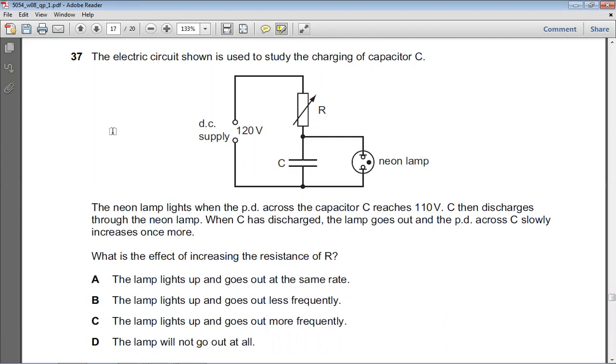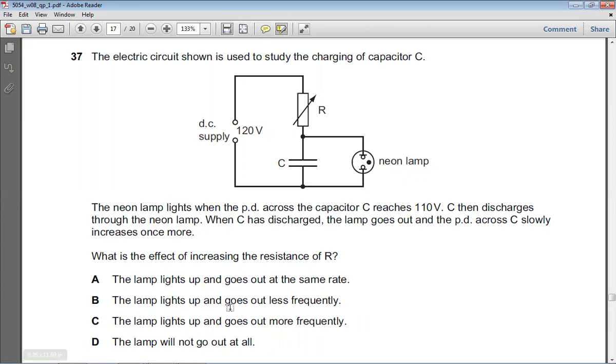You see, if you will increase the resistance here, so it will take larger voltage. The voltage provided here will be less. So the capacitor will take longer time to charge. So when the capacitor will take longer time to charge, this neon lamp will also take longer time to switch on again.